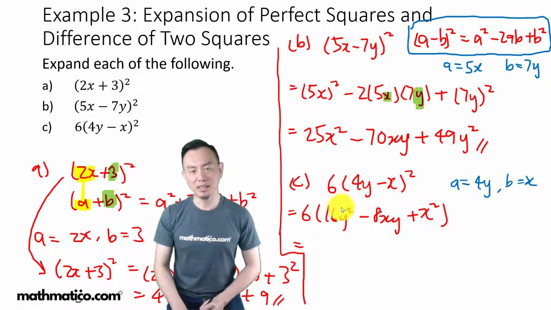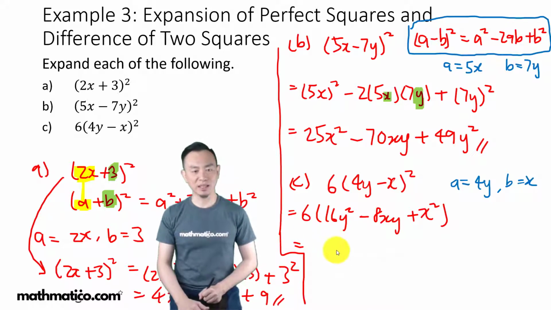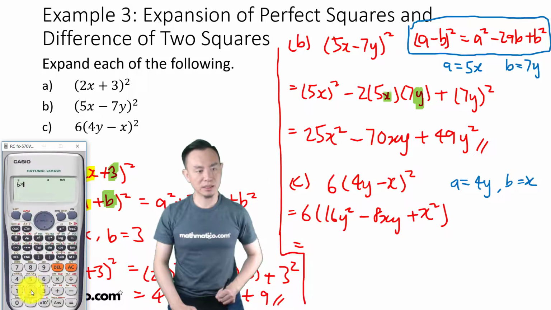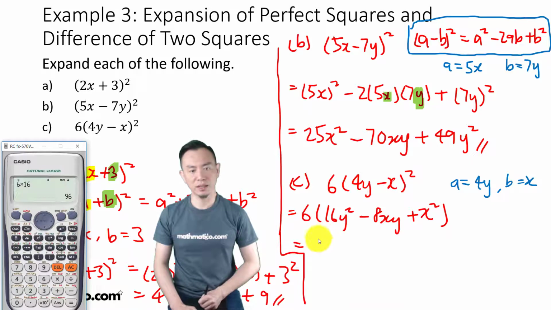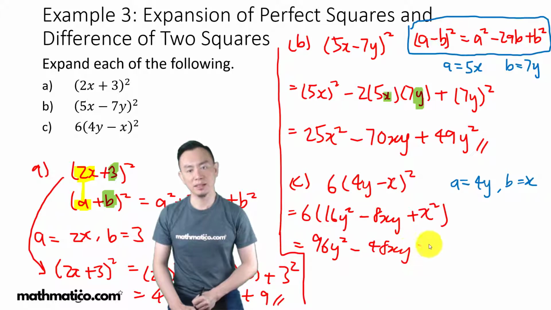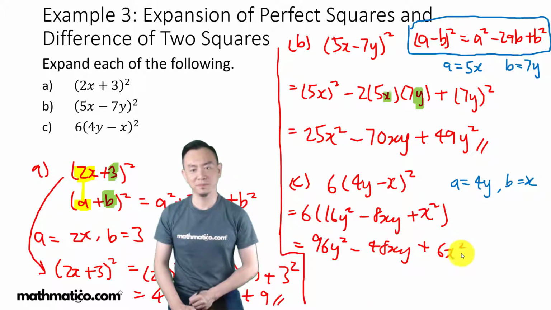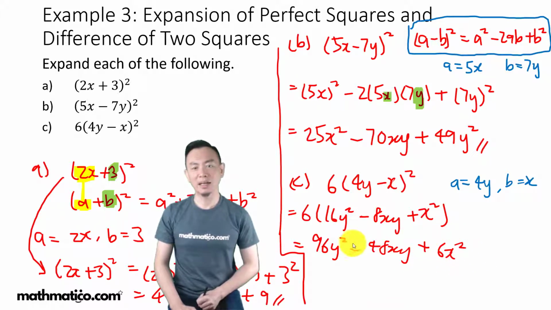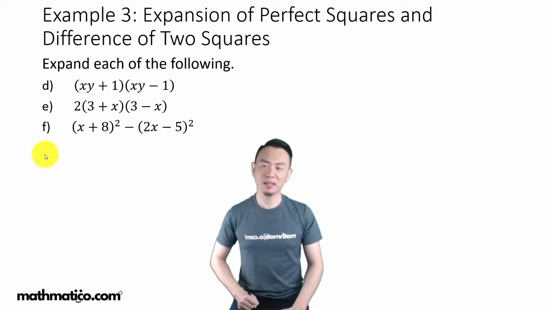So 6 times 16, okay, here you may need a calculator, so let's do that. 6 times 16 is 96. So you have 96y squared minus 6 times 8 is 48xy plus 6x squared. Okay, and you're done. Okay, y squared, xy, x squared, they can't be simplified, so you just leave it as it is. Now let's look at part D.